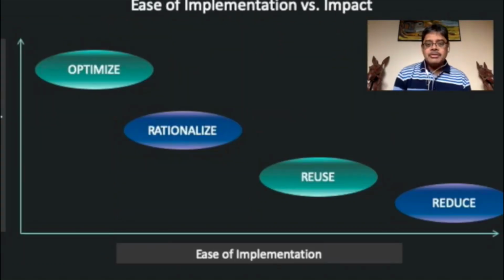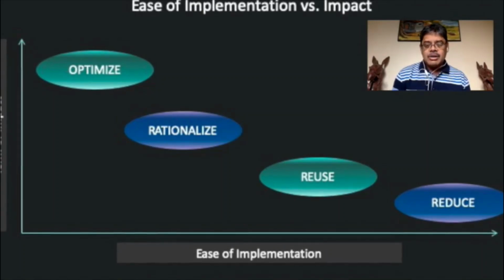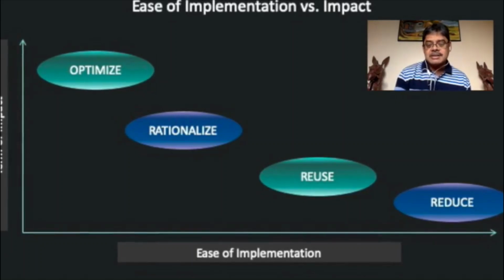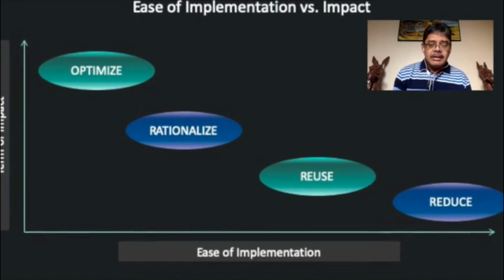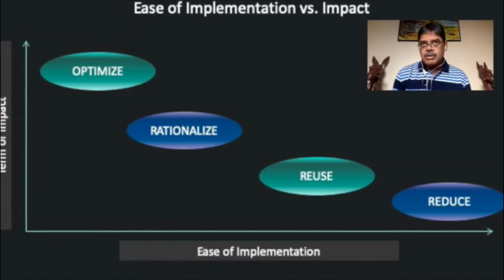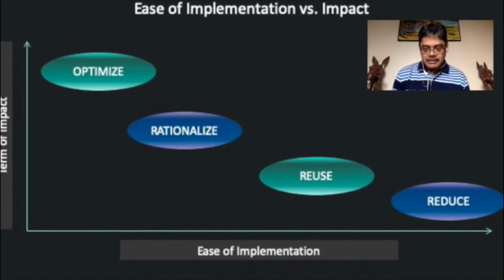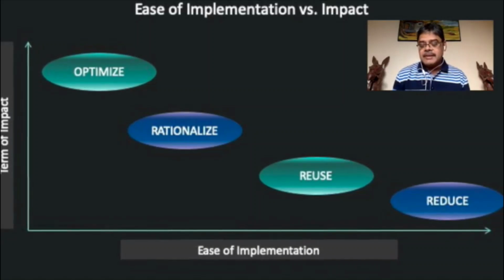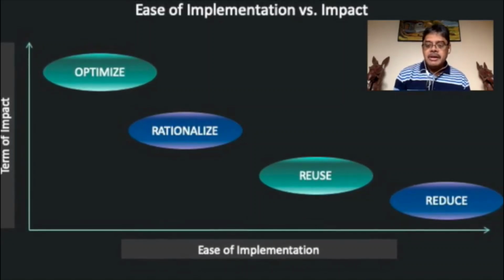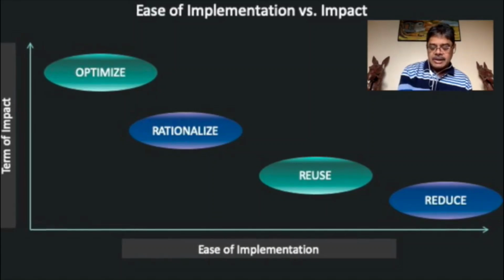Now, going over to the ease of implementation versus impact. So how do you look at all these four things, the four tenets that we just defined, into how easier or difficult it is to actually implement versus what is the kind of impact they have. So if you look at reduce, the term of impact may be a little low because it's very quick, very near term, right? But the ease of implementation is very high. So for a quick win, you may want to reduce certain things, the way we have looked at those tenets, right?